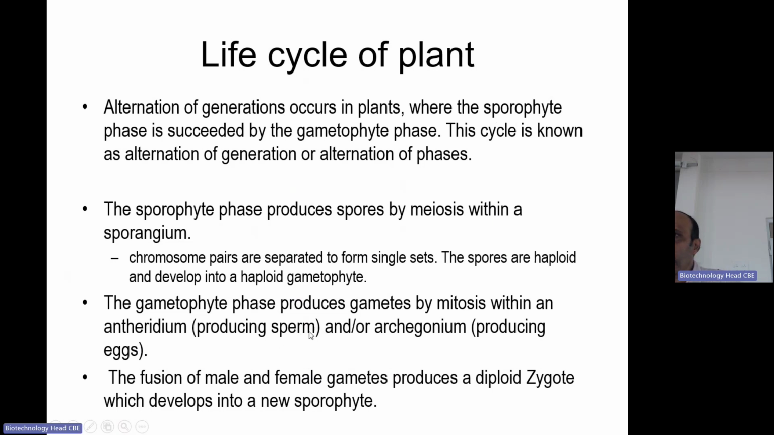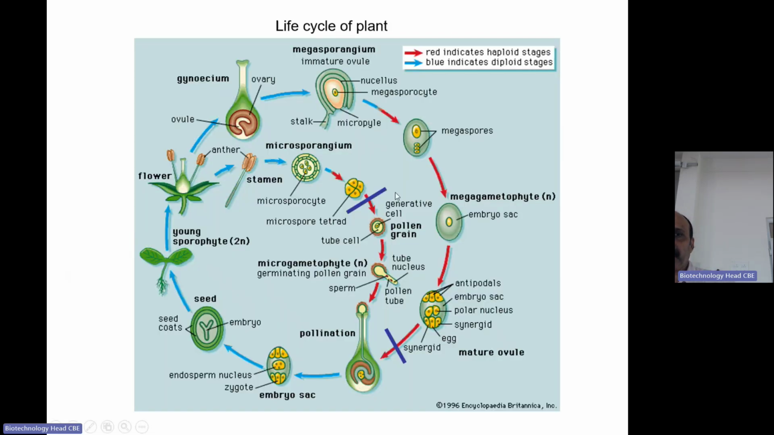But this will not produce viable seeds because there is only one set of chromosomes. For producing viable seeds, you need two sets of chromosomes that fuse. So if we produce a plant from just one set of chromosomes, we can get plants, but they will not produce viable seeds. So what can we do? In the life cycle of a plant, you get the flowering plant.